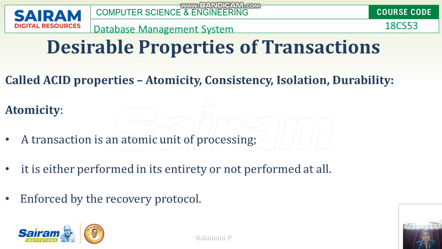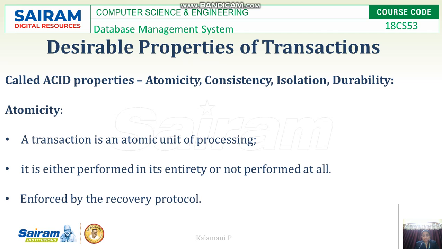First one is atomicity. Atomicity means a transaction is an atomic unit of processing. That we already know. It is either performed in its entirety or not performed at all. Any transaction should be performed completely or not at all. This should be enforced by the recovery protocol. This is the main property of multi-user transaction processing. Then only is concurrency control possible, and if any failure occurs, recovery is possible.